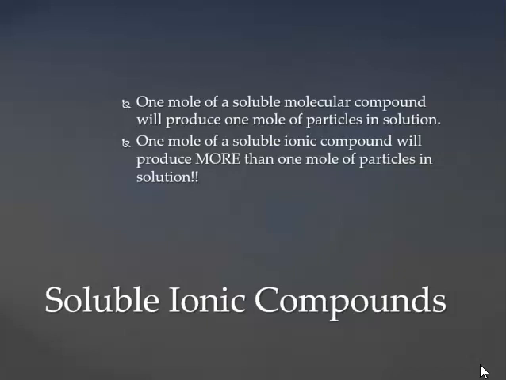Why? It's because soluble ionic compounds dissociate. Those ions come apart. When sodium chloride dissolves, I get sodium ions and chloride ions. So 1 mole of sodium chloride actually gives me 2 moles of particles: 1 mole of sodium, 1 mole of chloride. It doubles up. If I had magnesium chloride, MgCl2, that would give me 1 mole of magnesium and 2 moles of chloride, so 3 moles of particles. So ionic compounds have a much stronger effect on these colligative properties.